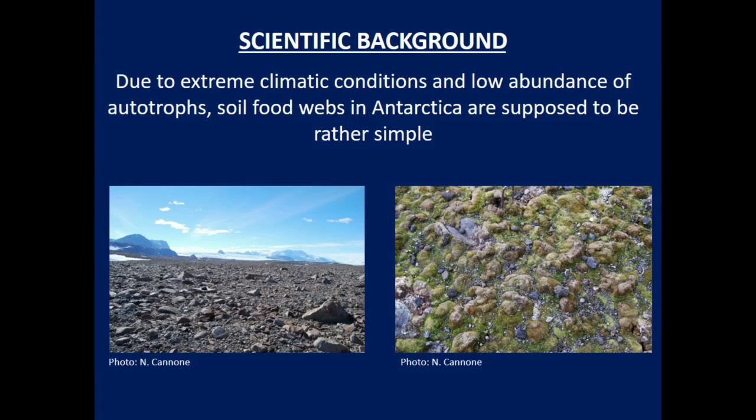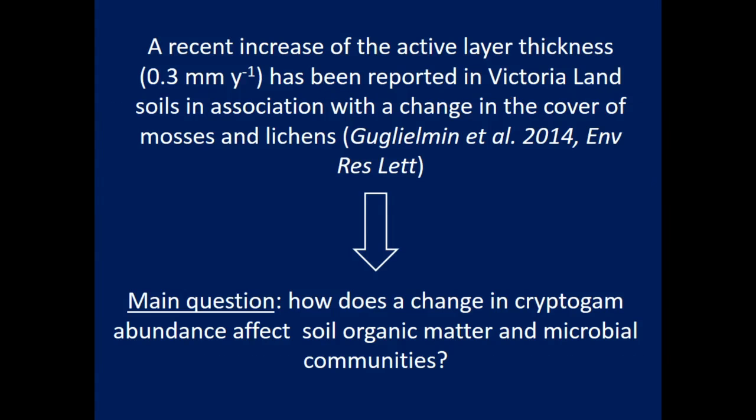The second reason is that the major autotroph plants, just to be clear, are here represented only by cryptogams, mosses, and lichens. We don't have vascular plants, and what this means in terms of rhizosphere processes and so on. In parallel to this, in the recent decades, there has been an increase of the thickness of the active layer in this permafrost soil, which has been also accompanied by a change in the cover of mosses and lichens.